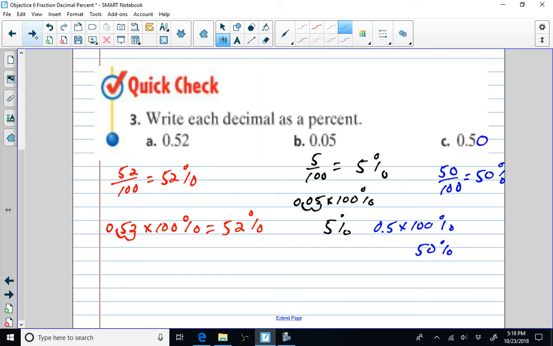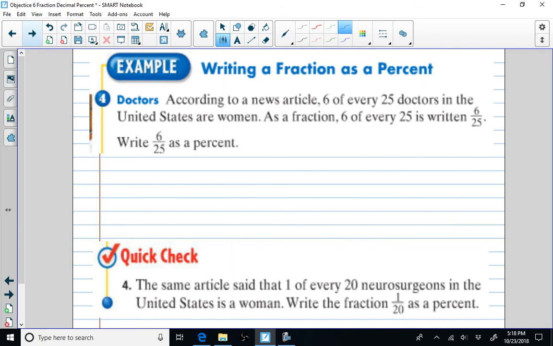All right, so we just practice and practice. So if I want to write a fraction as a percent, right, I have a couple of different options. Right, 6 out of every 25. 6 out of every 25, I make an equivalent fraction with a denominator of 100. Right, so that's going to be times 4. That's going to be times 4 in the numerator. That's 24 out of 100. 6 out of 25 is the same as 24 out of 100. So that's 24%.